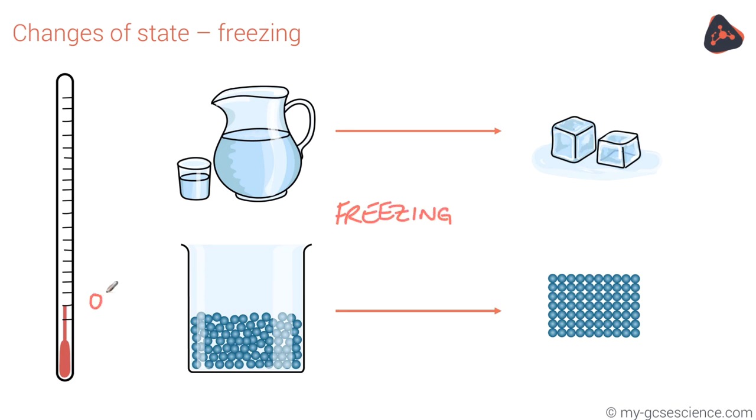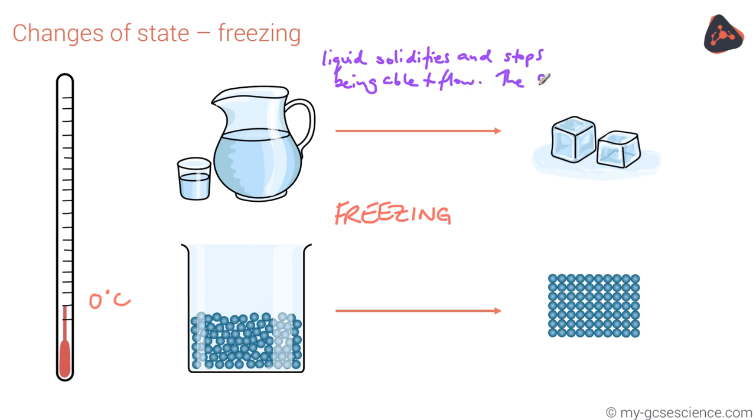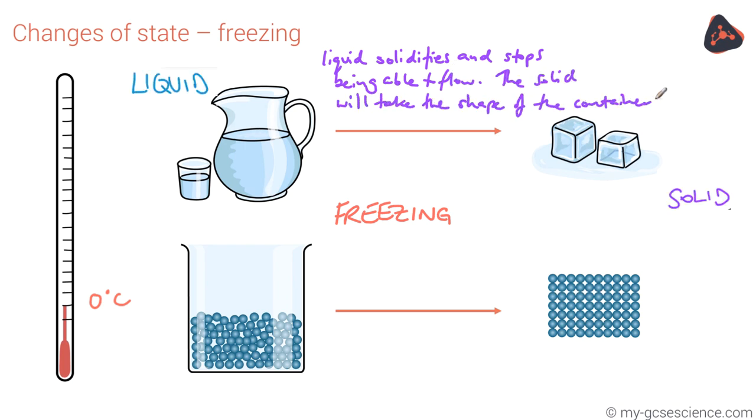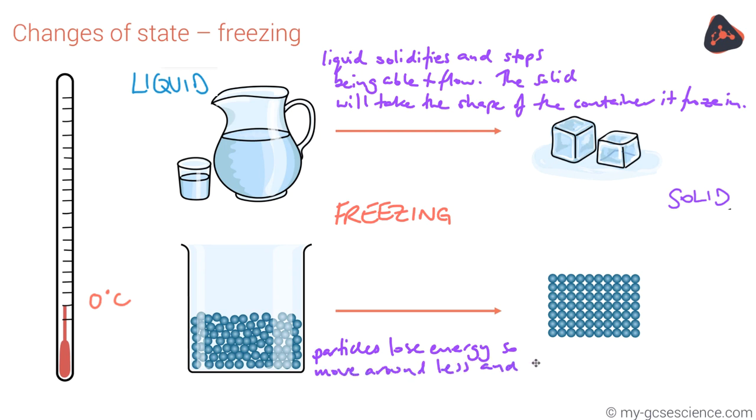It happens at the melting point as well, so the freezing point is the same as the melting point, which for water is 0. But this is now the opposite, when liquids change into solids. The particles in the liquid model are moving around, but as they lose energy when they cool down, they start to move less and less and less until they remain fixed in place, vibrating only, and that's when they're a solid.